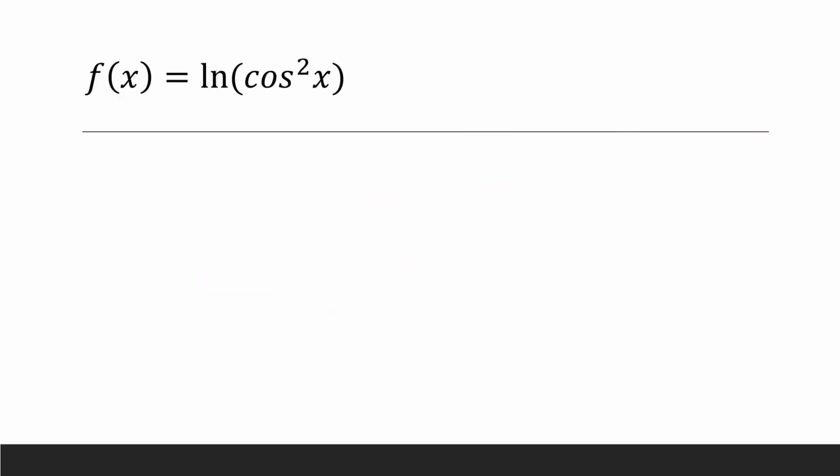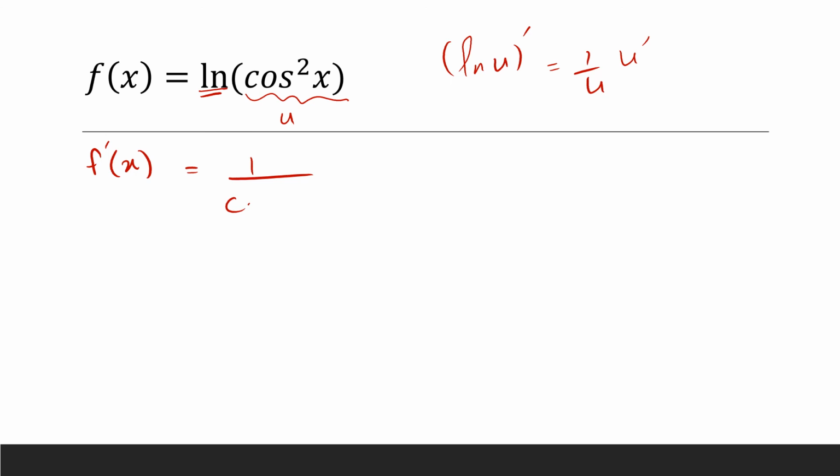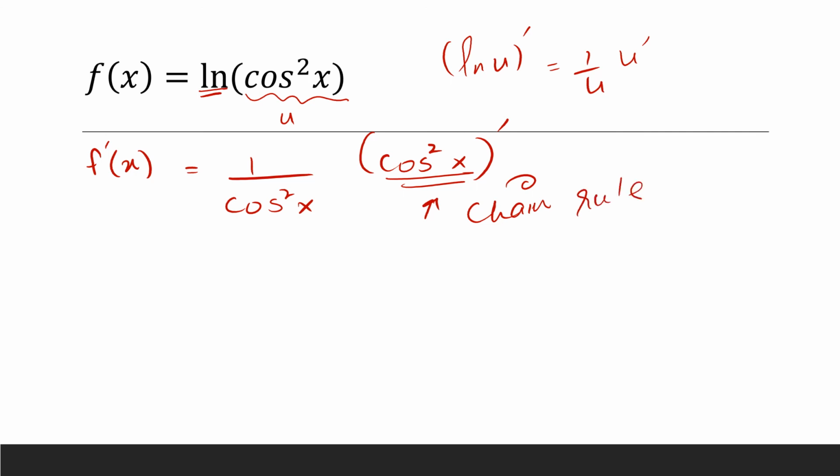Now the question is ln of cos squared x. So here first of all ln is written in the first place. So the formula for ln of u is 1 over u times u prime. So your u is cos squared x. So we will write 1 over cos squared x and then cos squared x with prime. Now this cos squared x is a composite function. So we are going to apply the chain rule here.